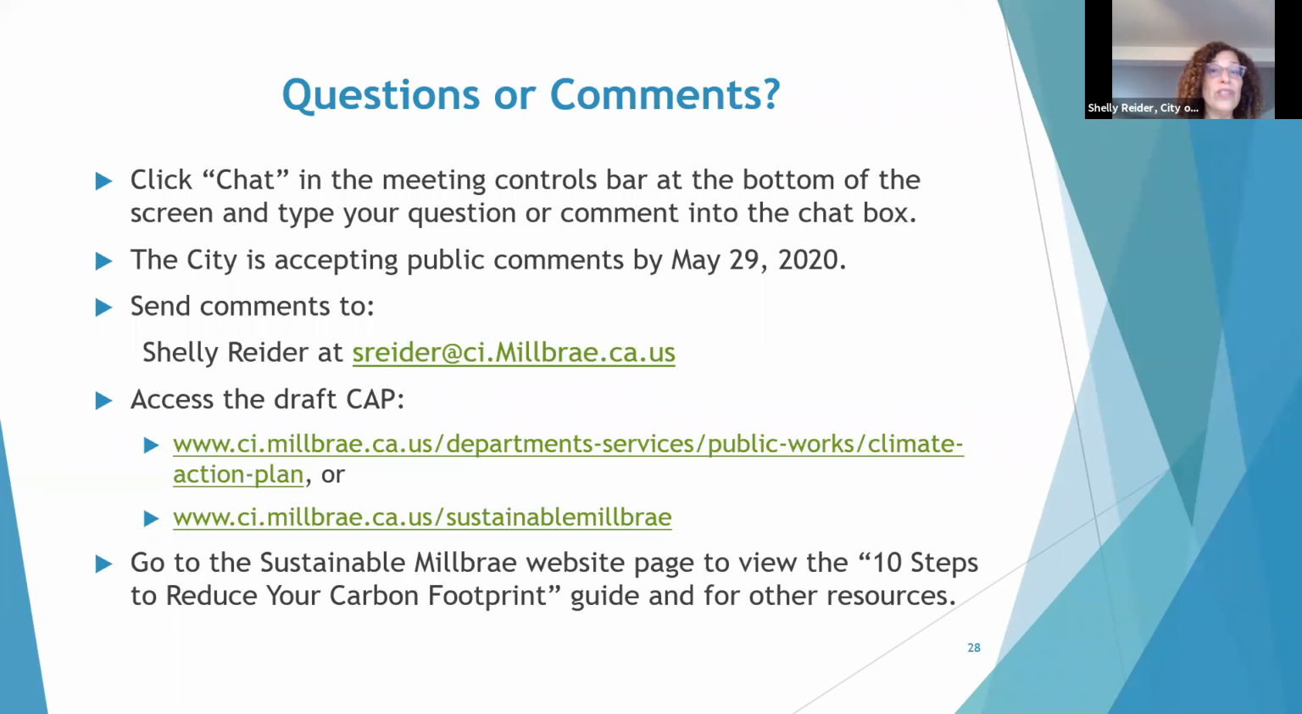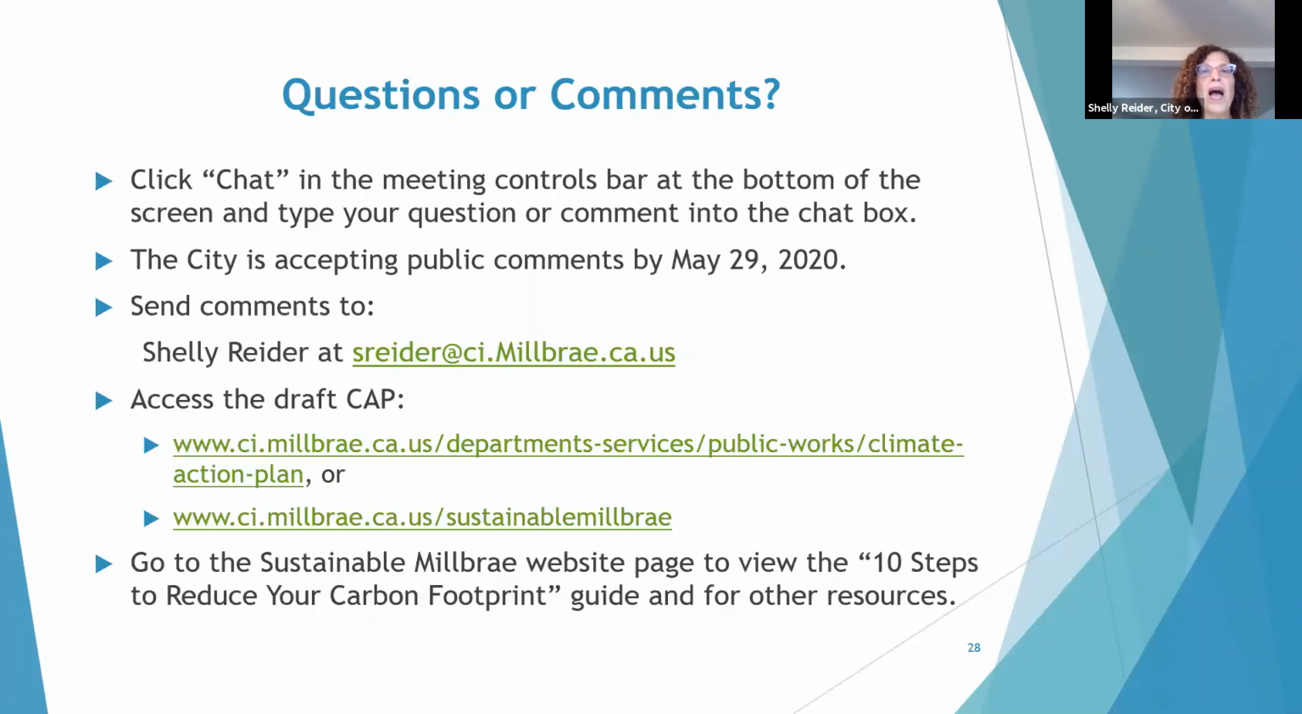And to access the draft CAP, there's a couple of ways you can navigate to get it on the city's website. One, under Departments and Services, go to Public Works, and you will see a link to the Climate Action Plan, and also through the Sustainable Millbrae page, which you can also find under Departments and Services. So either way, you can do a search, you will find the draft Climate Action Plan, and there's a link to it.